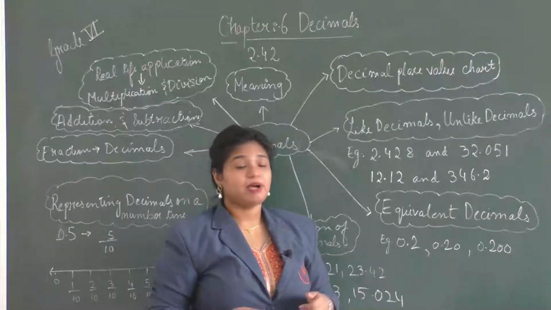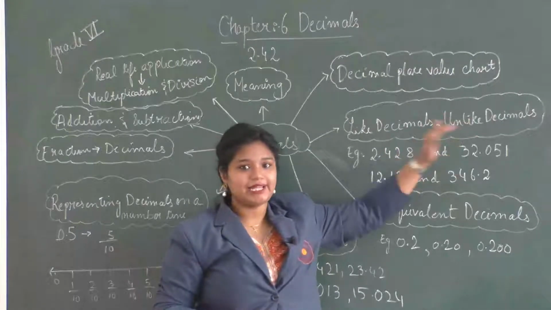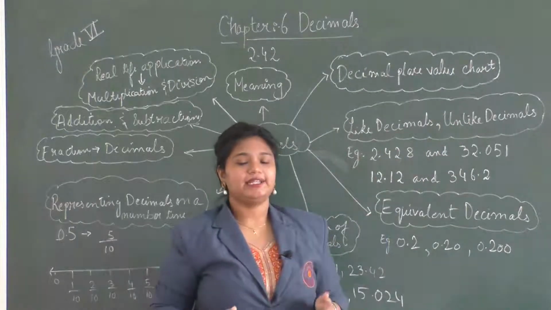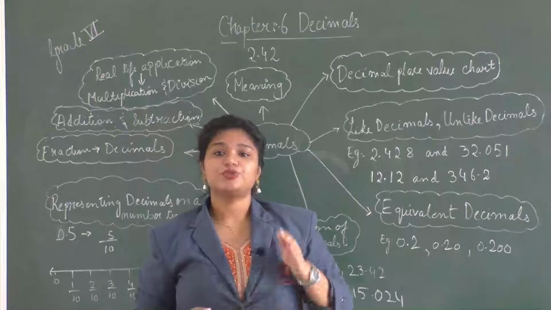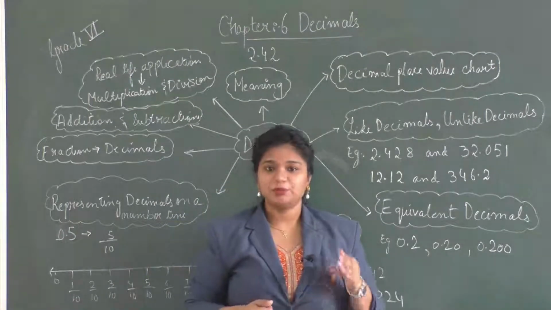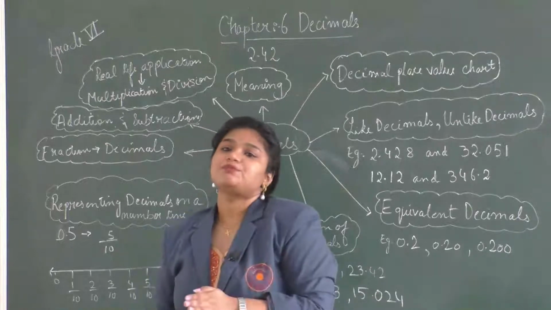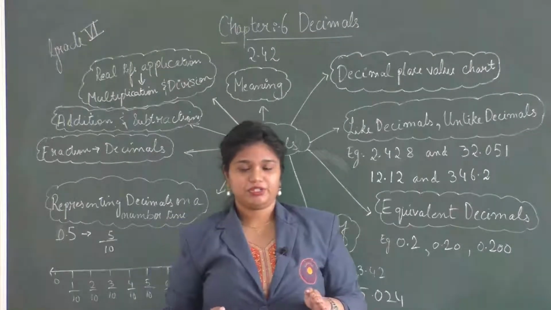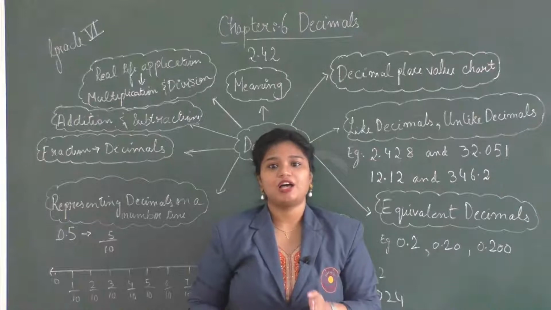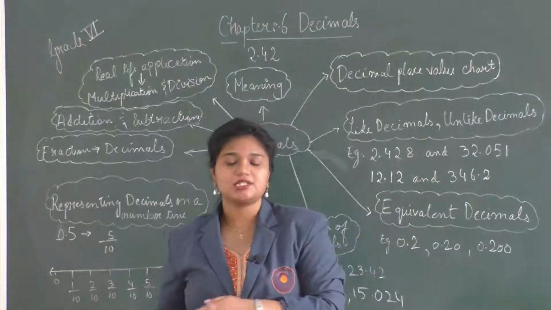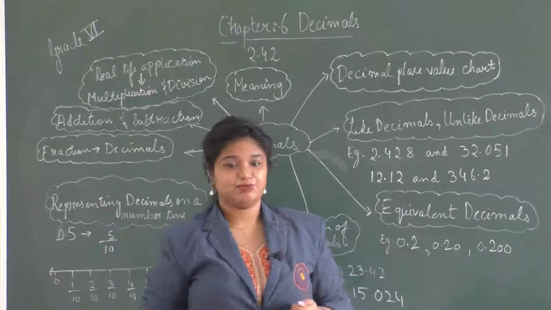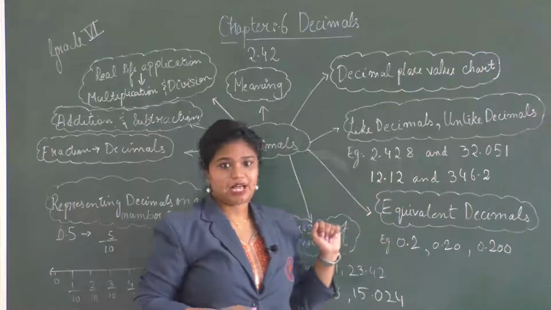Next we learned about like decimals and unlike decimals. Now what are like decimals? The decimal numbers which have the same number of decimal places are known as like decimals, and unlike decimals is completely opposite of it. The decimal numbers which have different number of decimal places are known as unlike decimals. So here we have the examples.